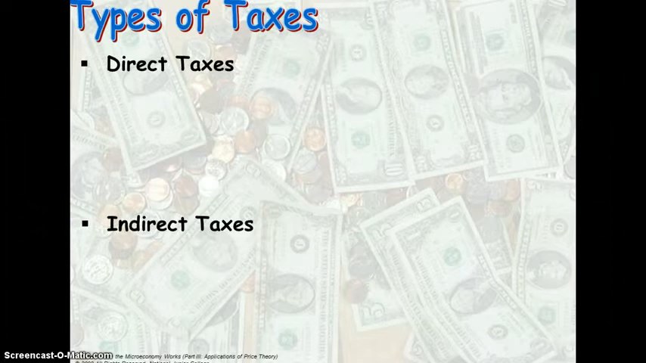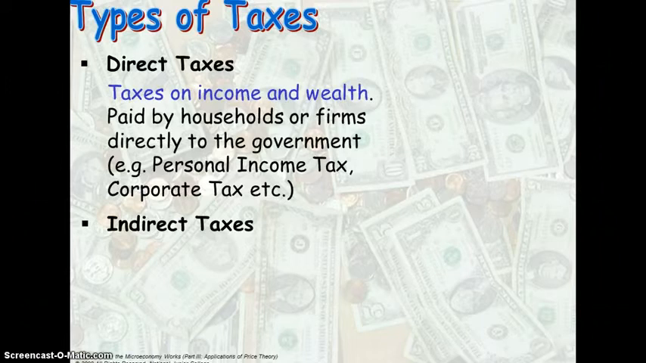So, taxes may be indirect or direct. Direct taxes are actually taxes on income. It is paid by the household or firms directly to the government. So, some of our examples are the personal income tax or the corporate tax, whereby the corporate will pay a certain amount of money based on their profits made to the government.